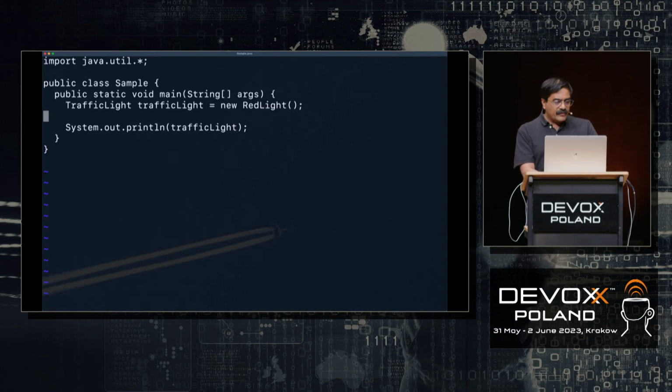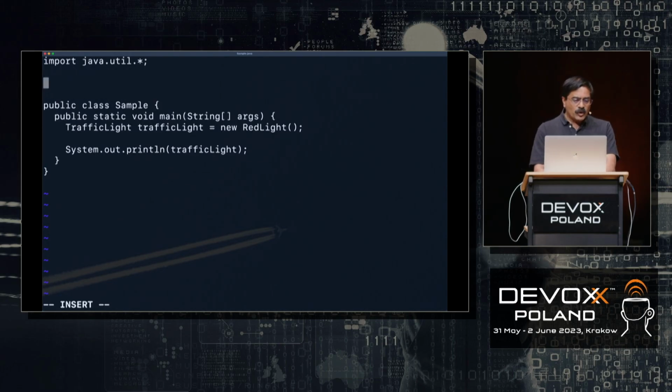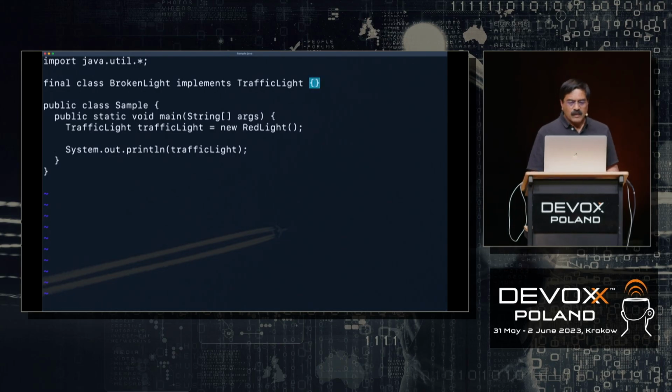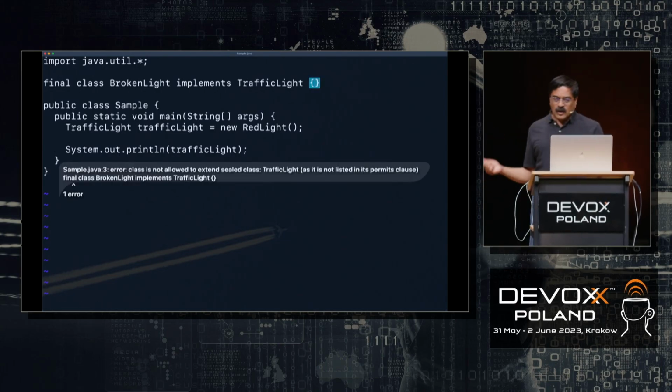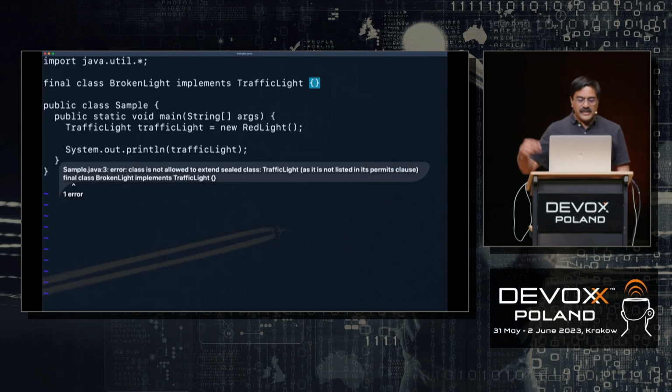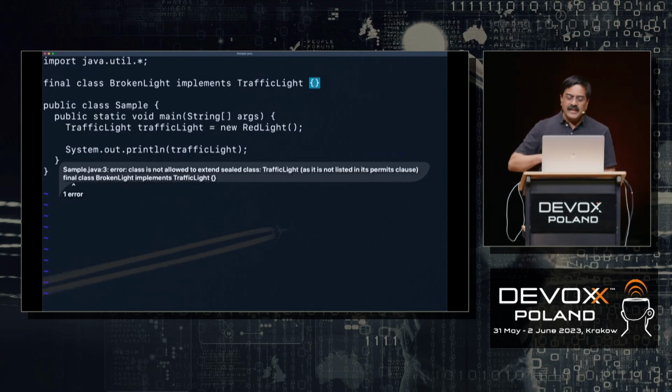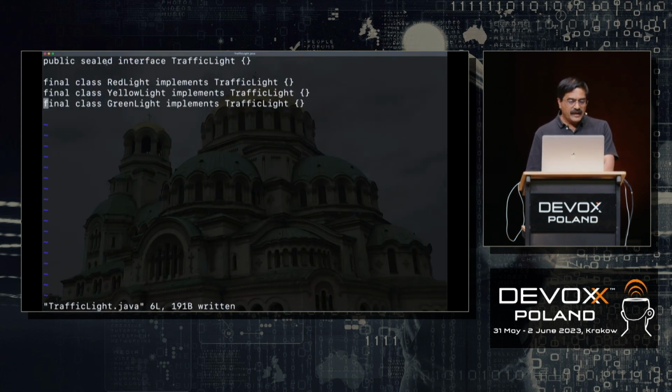However, the benefit of this is, suppose I were to create a class, you could even say a final class, let's say a BrokenLight. And it implements, in this case, a TrafficLight like so, that's not permissible. You get an error. What's the error? It says class is not allowed to extend a sealed class. Well, you cannot write a BrokenLight. Why? Because that's a sealed class or a sealed interface.